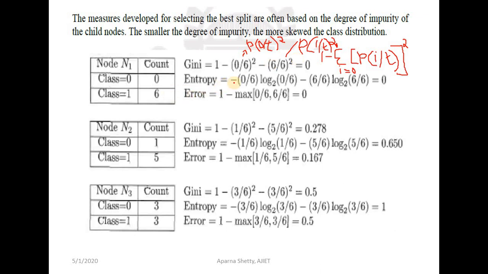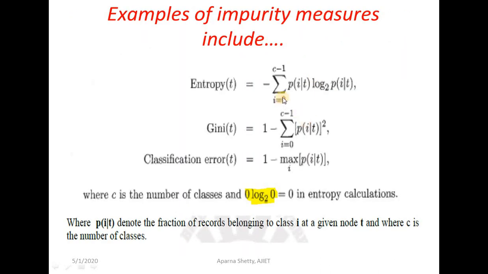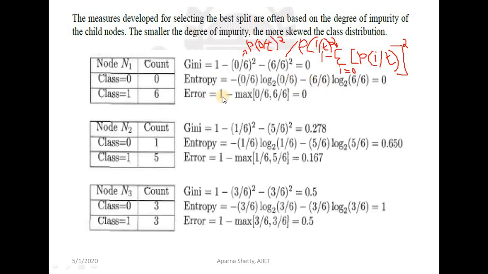Similarly, we will calculate the entropy. What is the formula for entropy? We have seen the formula for entropy here. Minus summation i is equal to 0 to C minus 1, P of i given t log to the base 2 P of i given t. So let us apply that formula over here for entropy.